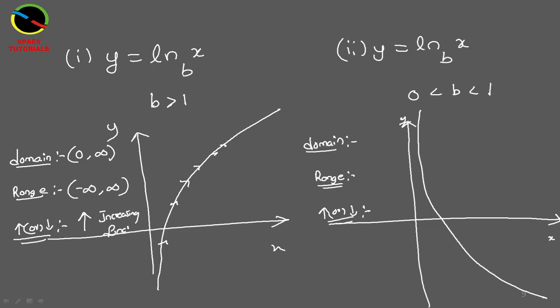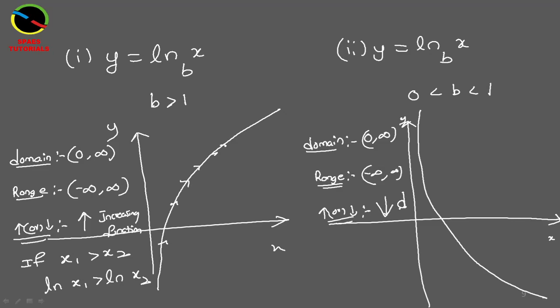So how to say it in mathematical terms? Let me write like this: if x1 is greater than x2, then we can say ln x1 is greater than ln x2, provided the base is greater than 1. Now coming to this graph, domain again 0 to infinity, range again minus infinity to plus infinity. Increasing or decreasing? This is a decreasing function. We can see the graph is going to decrease as the x value is increasing.